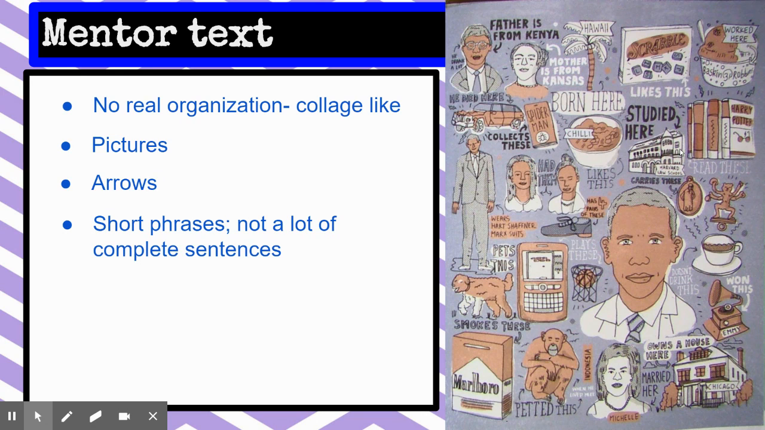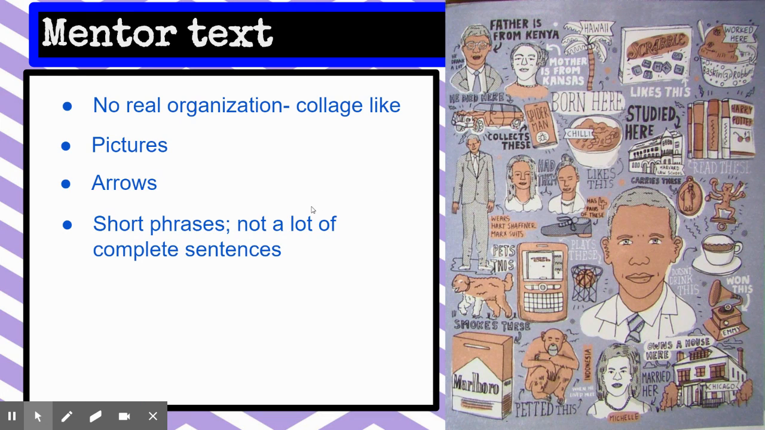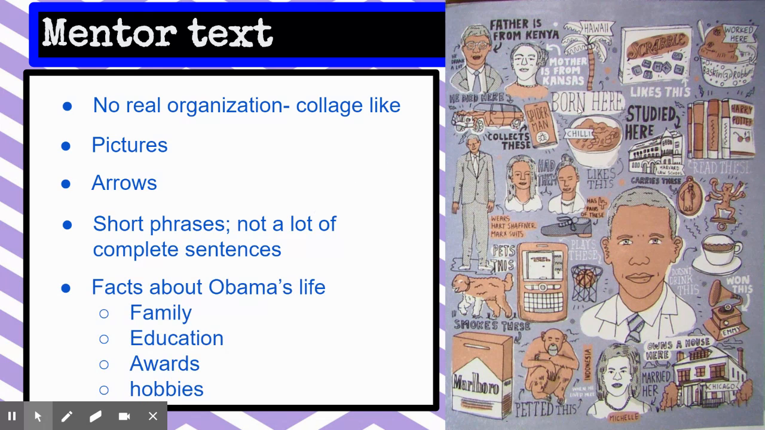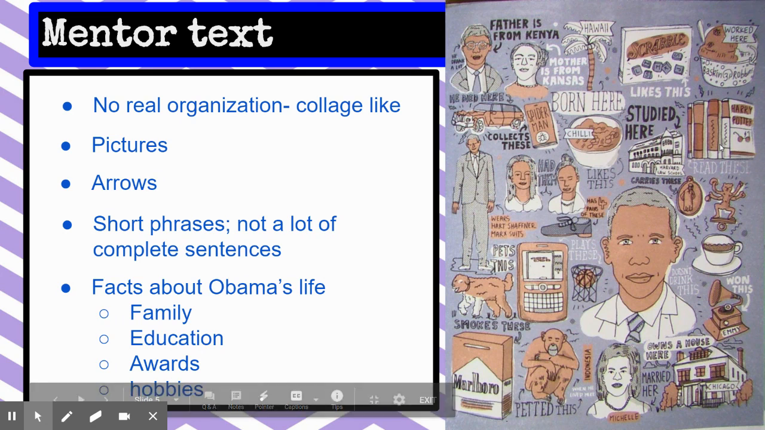Also notice that it's not labels. It's not just Hawaii, daughters, dog, monkey, wife. They're phrases to describe why those pictures are significant to his life. And then finally, you'll notice that in this particular piece of writing, there are facts about him. They include his family, his education, awards, likes, maybe dislikes, just anything about his life.